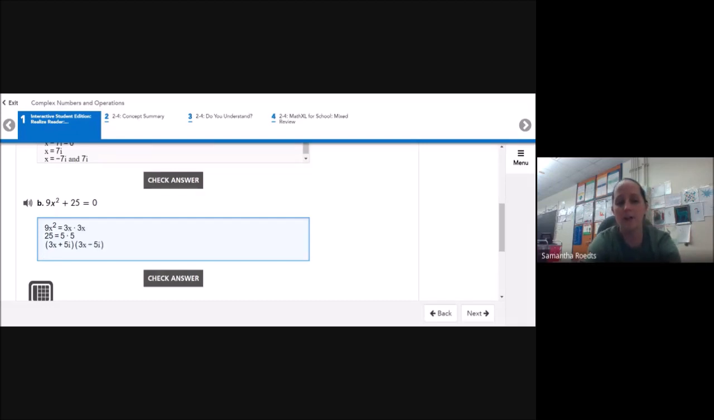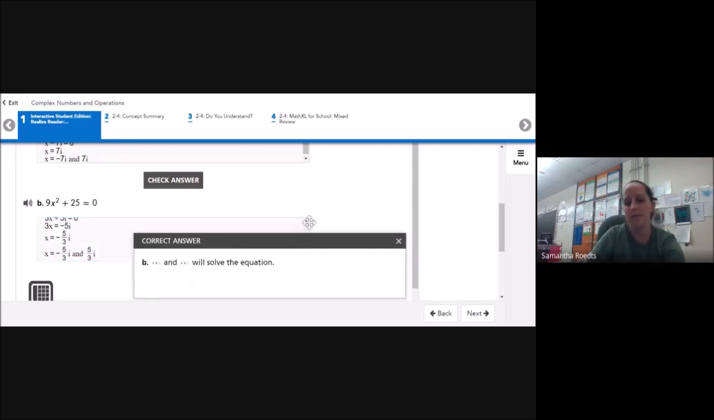So when I solve this, 3x plus 5i equals 0. 3x equals negative 5i, and then x equals negative 5/3 i. I do the same thing with the other one. So I get x equals negative 5/3 i and 5/3 i. You can also write it with the i in the bottom.